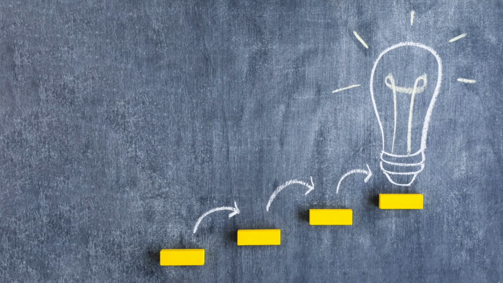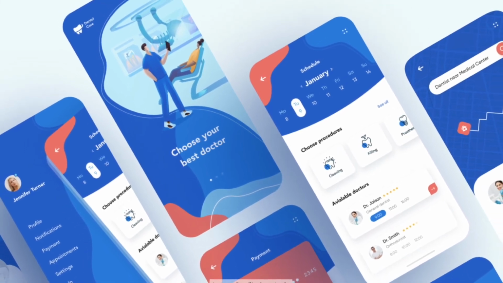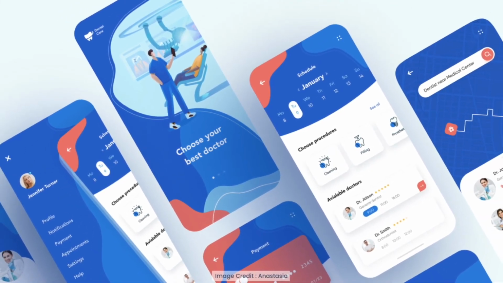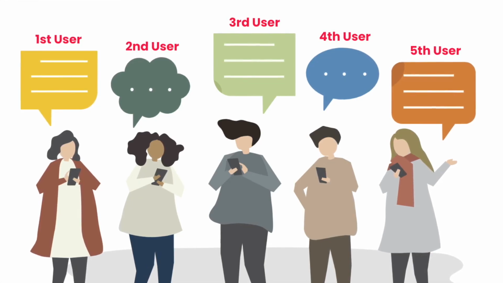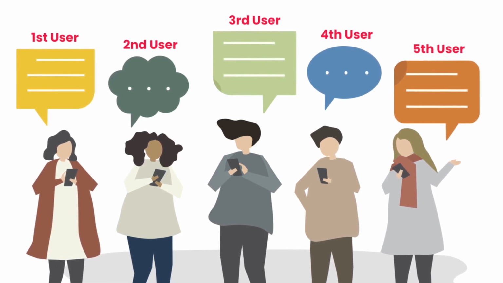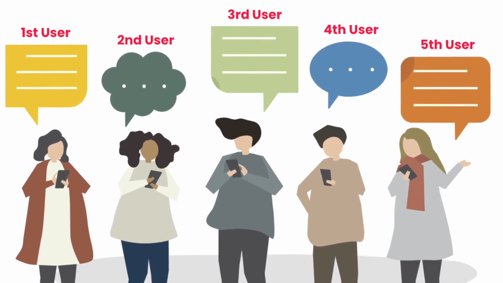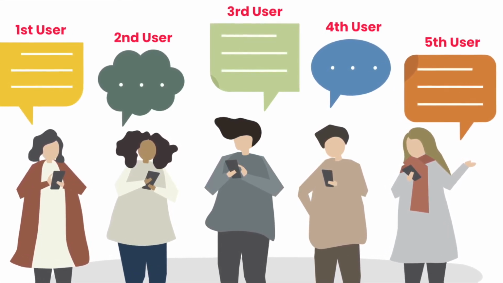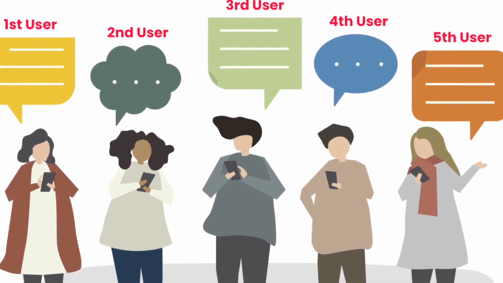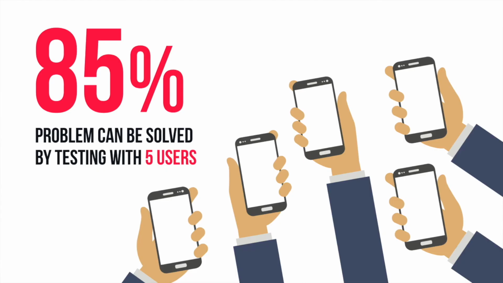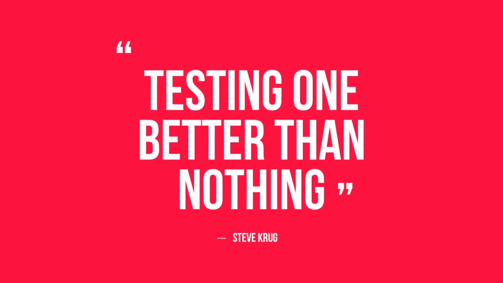If I would have tested the same product with 20 users, then everyone's feedback would be the same. So I would not be able to improve my product. But when I tested my product in different groups of 5 users, I was able to improve my product better. When you are also doing usability testing, you should take care that you test it with a minimum of 5 users. Improve your design with whatever feedback you get and test it again with new 5 users. With this, you will be able to improve your design better. 85% of problems can be solved by testing it with 5 users. Testing one is better than nothing.